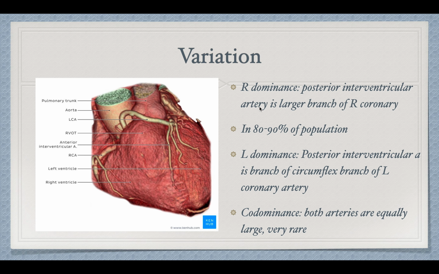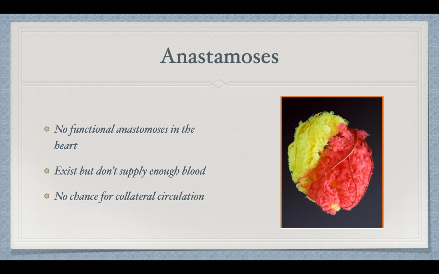For most of the population, it's going to be right dominance, where the posterior interventricular branch is the larger branch of the right coronary artery. Left dominance is rare, and it's going to be a branch of the left circumflex coronary artery. Codominance is really, really rare. So there are some anastomoses in the heart, but there isn't really any physiological function for them.